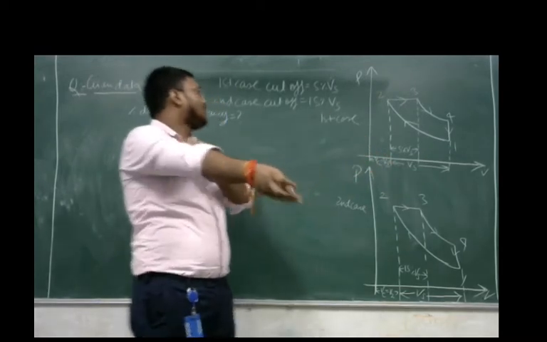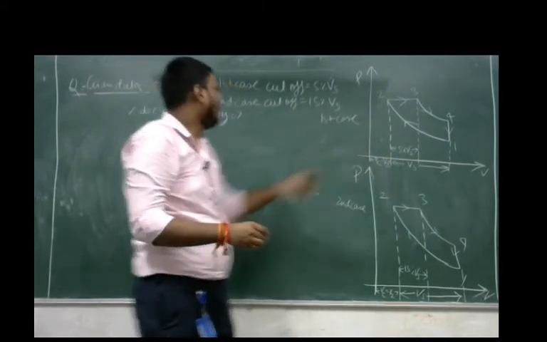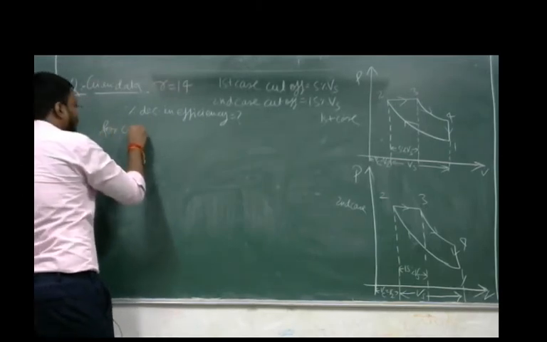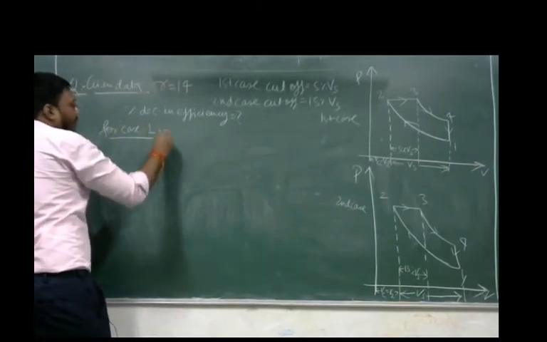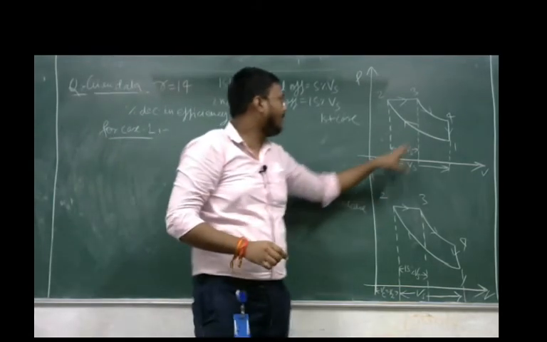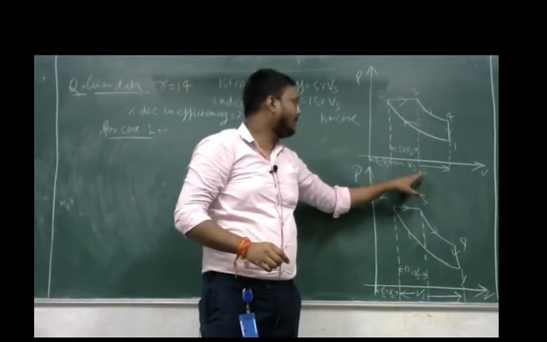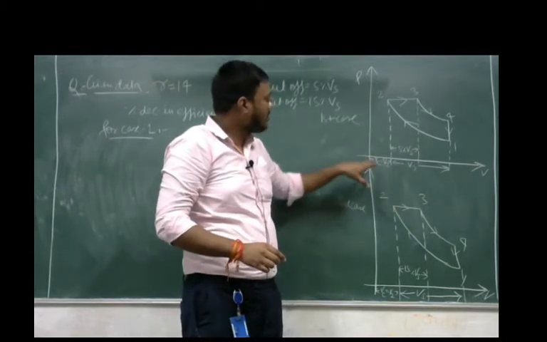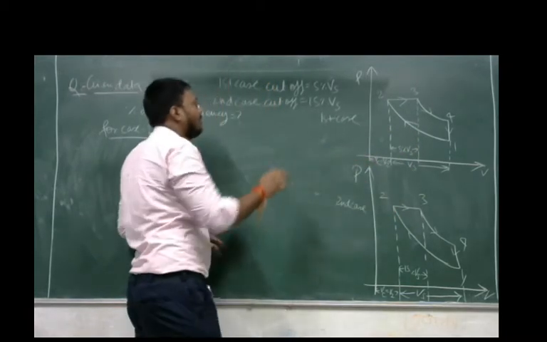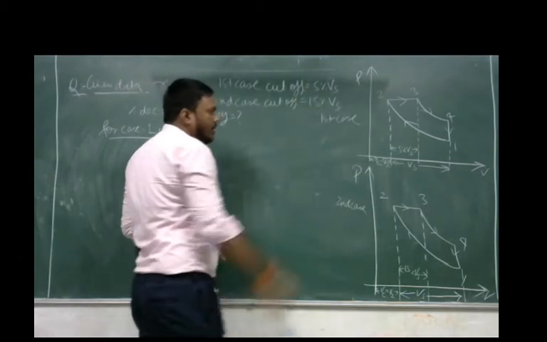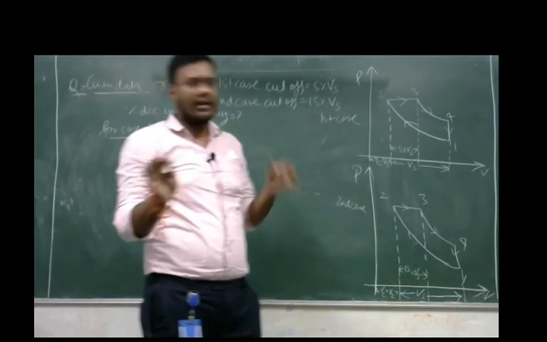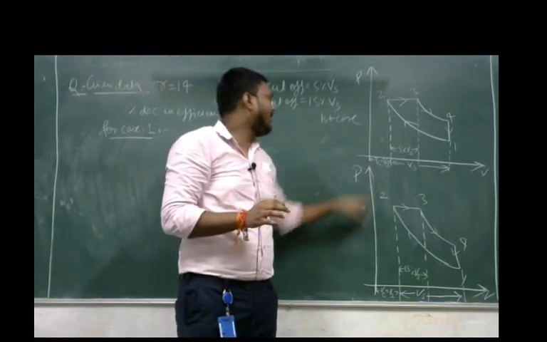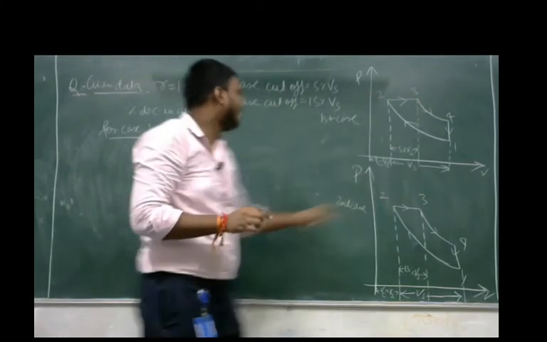Now from both diagrams we have to analyze the efficiency for both the cases. First I am taking case 1. For case 1, we can say what is the value of V3 from this diagram. We have solved this type of question previously, but in this question two values of cutoff are given, 5% and 15%. So we have to use the same process for both the cases. Here we have to find the value of V3.